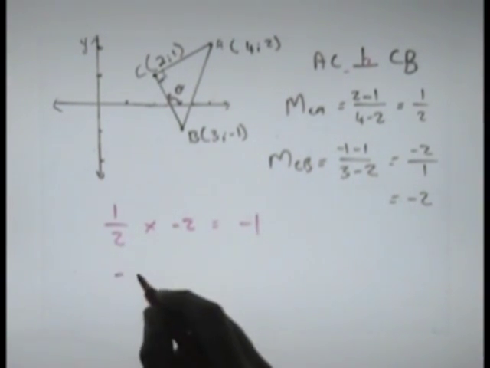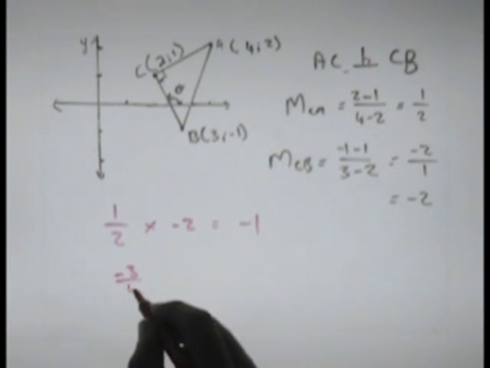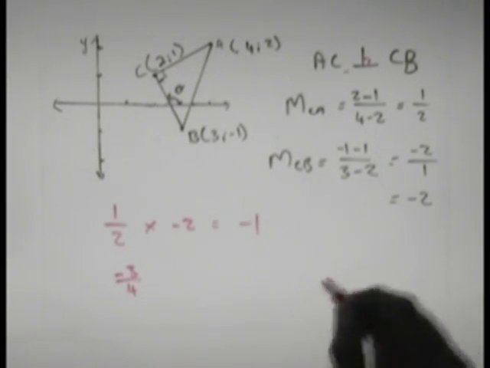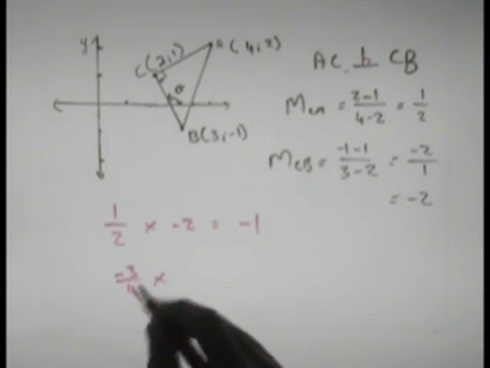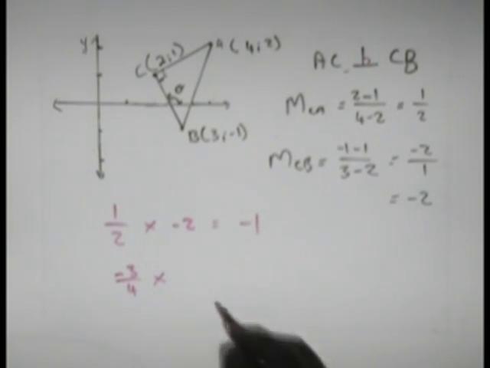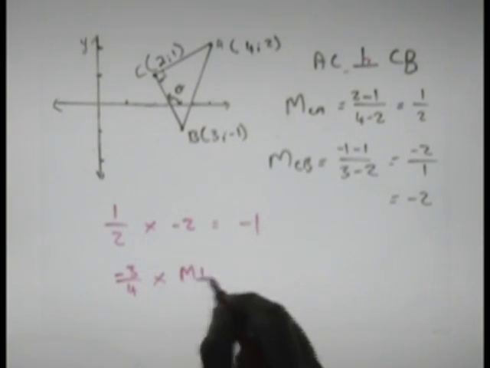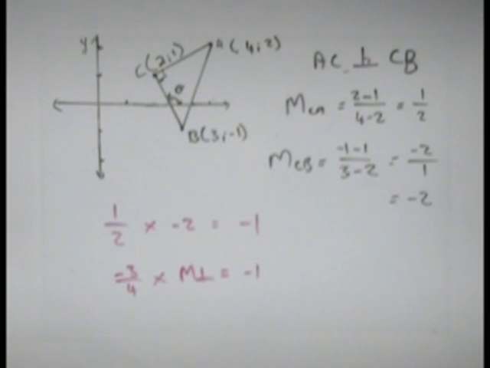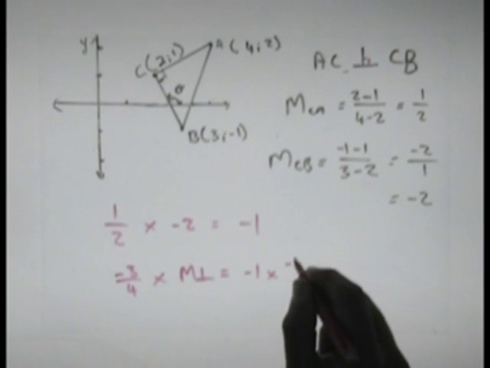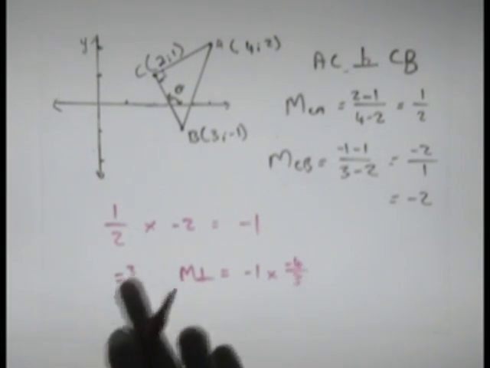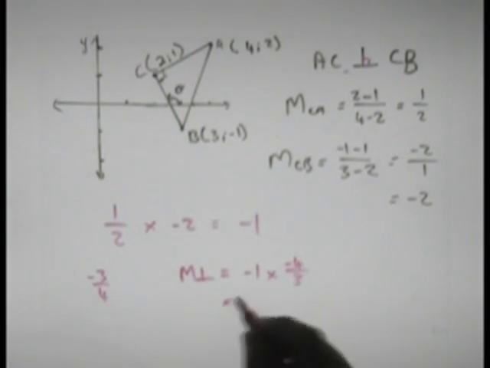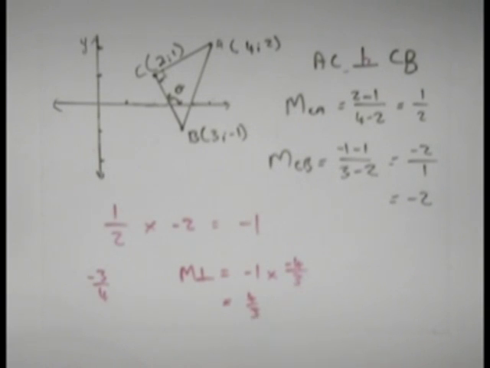That means that if I have a gradient of negative 3 over 4, what is going to be the gradient of the perpendicular line to that line? We don't know, we just know that it's the perpendicular gradient, but we know that the product has to equal negative 1. So to get rid of that times negative 3 over 4, we're going to multiply by negative 4 over 3, which is going to give us an answer of positive 4 over 3.